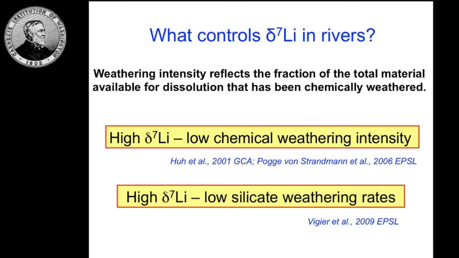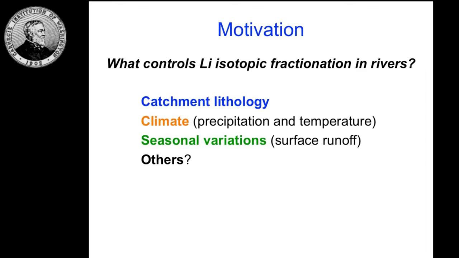And also some claim that high δ7Li may reflect a low silicate weathering rate, right? Intensity is an accumulated effect, but rate has the time component. It basically correlates with the flux. So we want to look at the lithium isotopic behavior to see what actually controls lithium behavior in small rivers.